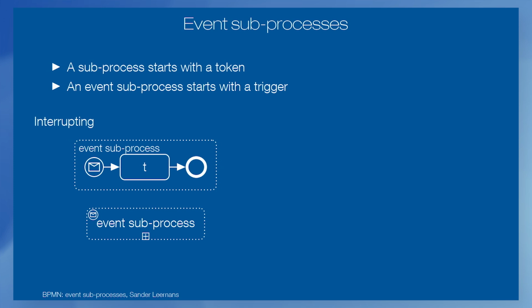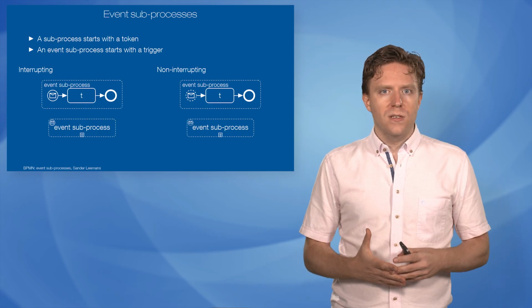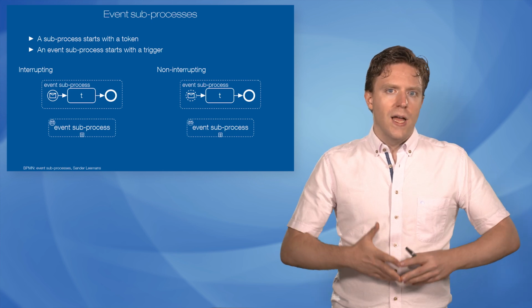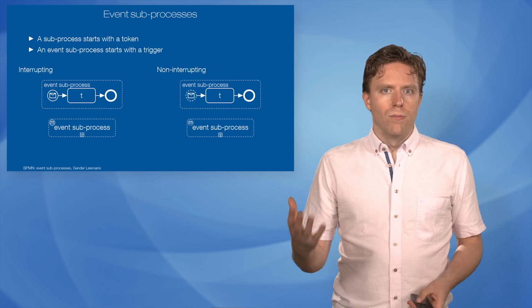This also comes in non-interrupting variants. In a non-interrupting event subprocess, we do not remove the tokens from the parent process that this event subprocess is in. We indicate this using the dash, which indicates that this event subprocess is non-interrupting. We also have a collapsed version for readability purposes, which looks the same as a normal subprocess with the little plus at the bottom, and on the top left, again, a trigger with a dashed border.